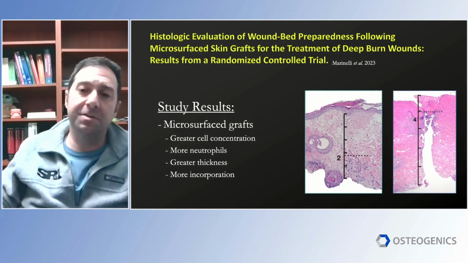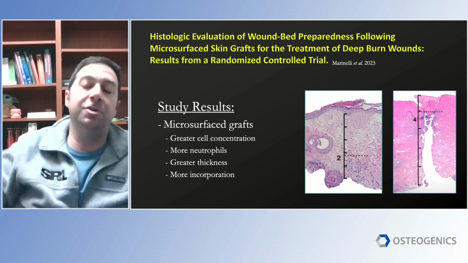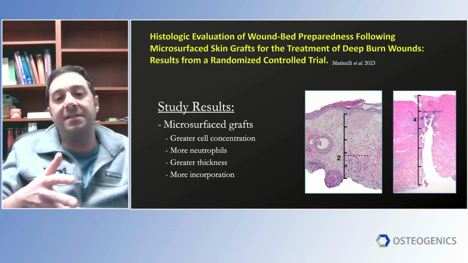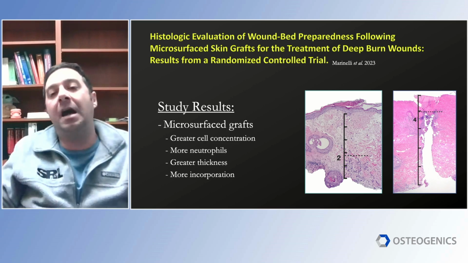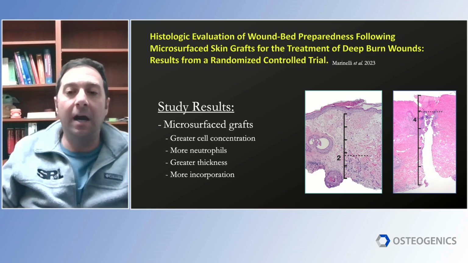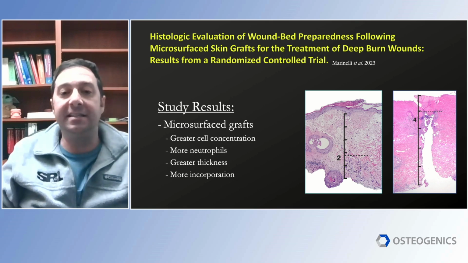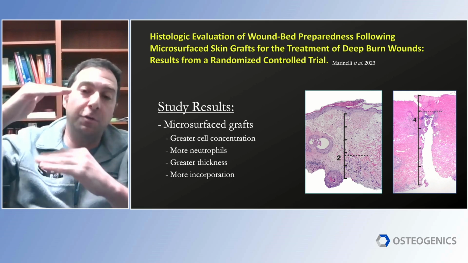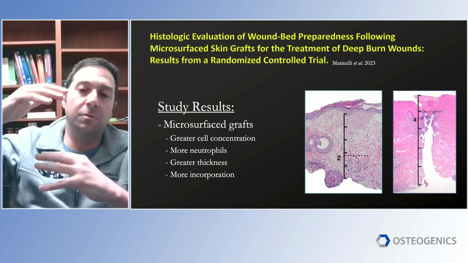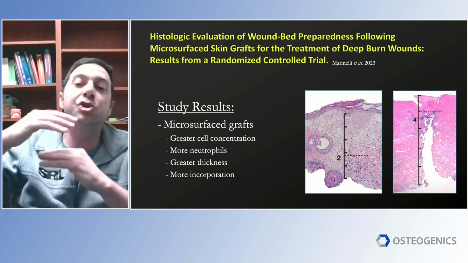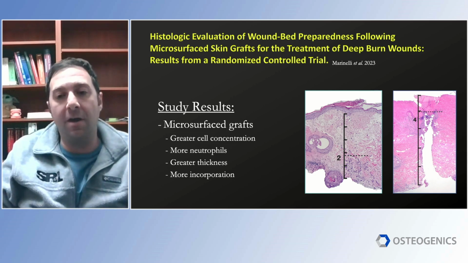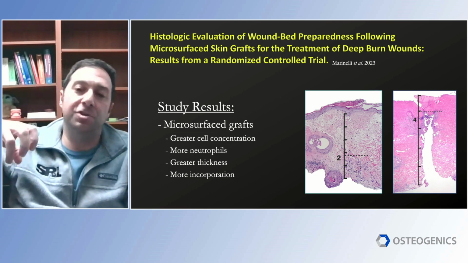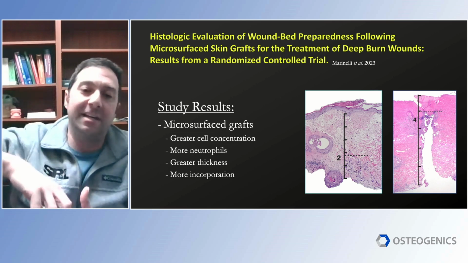Well, in their results from the biopsies they took at different healing points, they found that the microsurface grafts had greater cell concentration in them between 12 and 19 days. They also showed greater thickness of the graft material, which related to the fact that these didn't shrink as much as time went on. On top of that, they found more incorporation of the microsurface grafts into the native tissue.